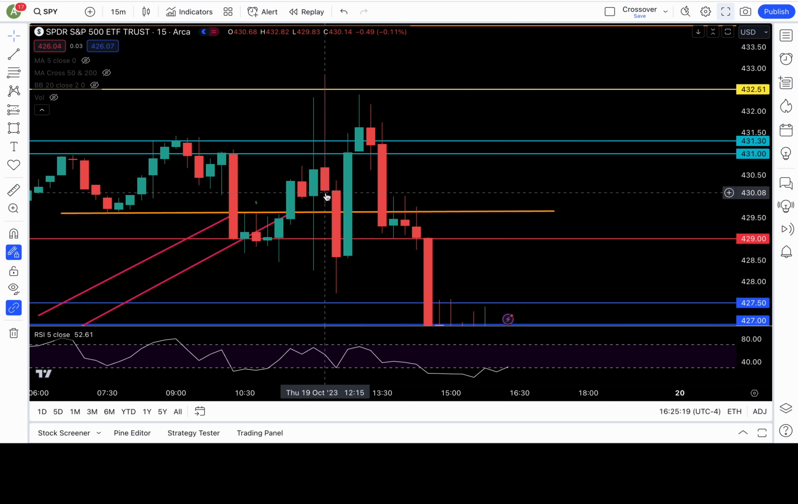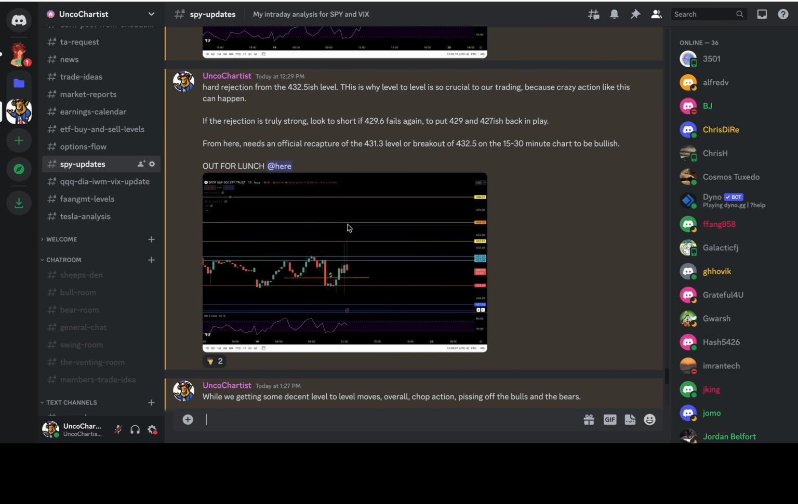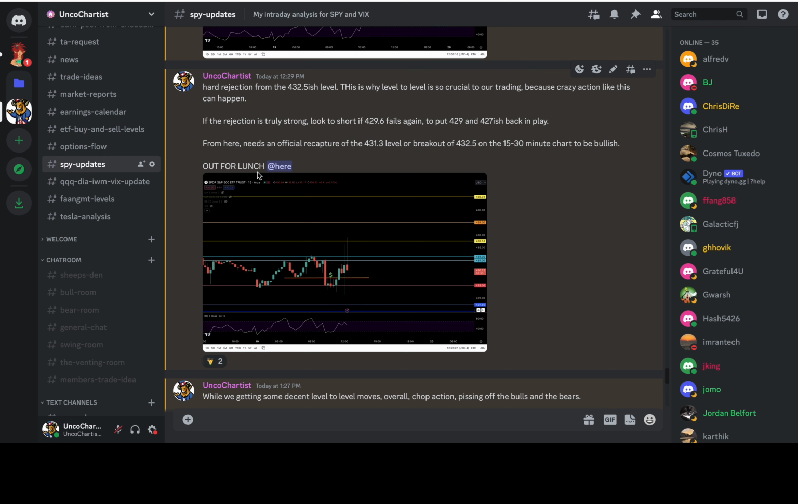Rejected. Incredible. And that's when I mentioned to the group, right here around 12:29 p.m. Hard rejection from the 432.5 level. This is why level to level is so crucial to our trading. So anyone who played the false breakdown setup, you had to take profits there based on level to level principle.